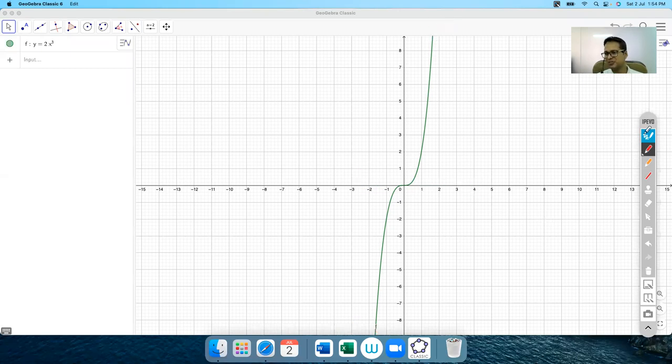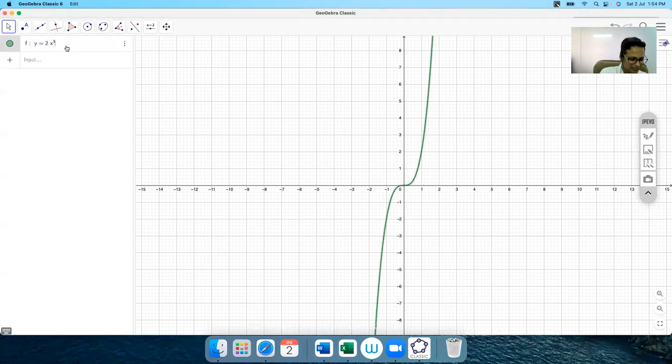Okay. So even if I write just 2x cube, it is going to show you the same trend. But let me now write a few more terms to this. Let's say I add a negative x square maybe.